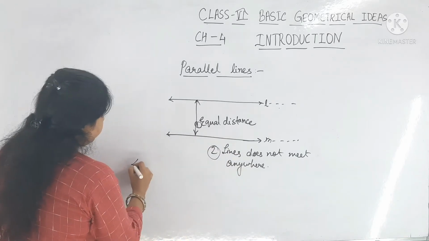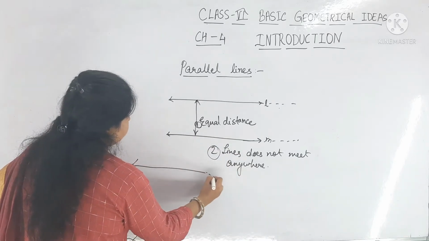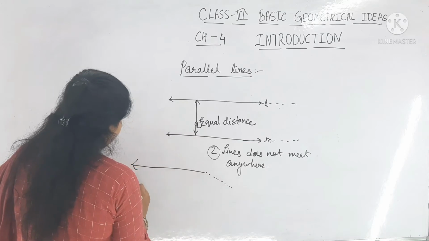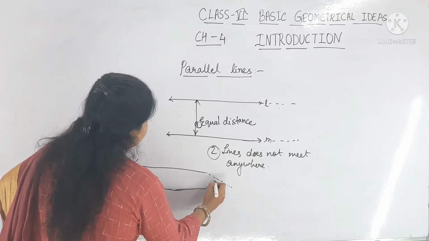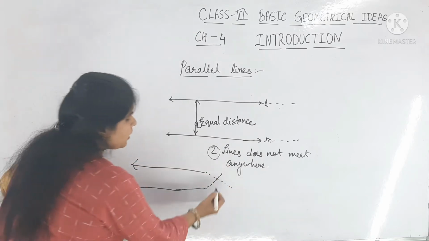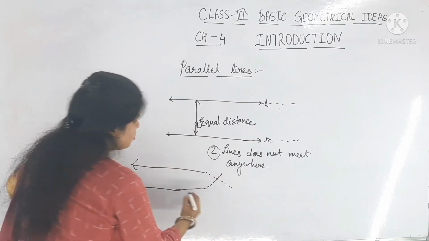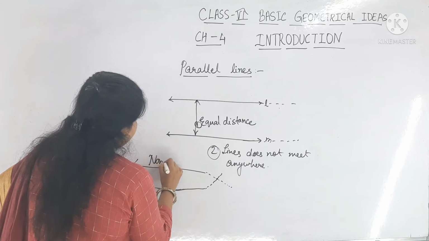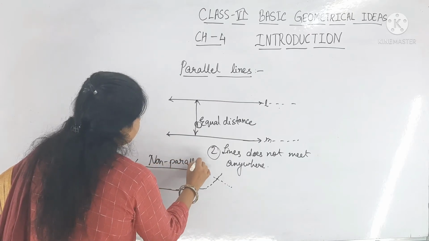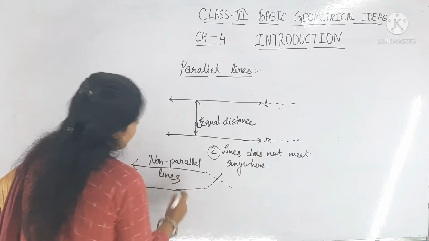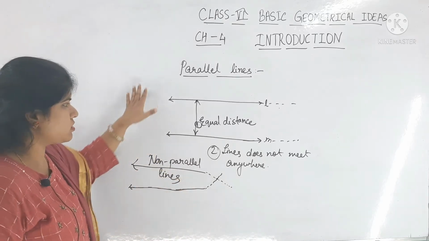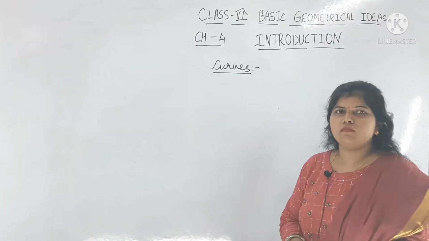If it somewhere meets like this, it has the equal distance and meets here, so it becomes an intersection point. Okay, so these are the non-parallel lines. You can't say it is parallel lines, it is non-parallel lines. So this is about the parallel lines.